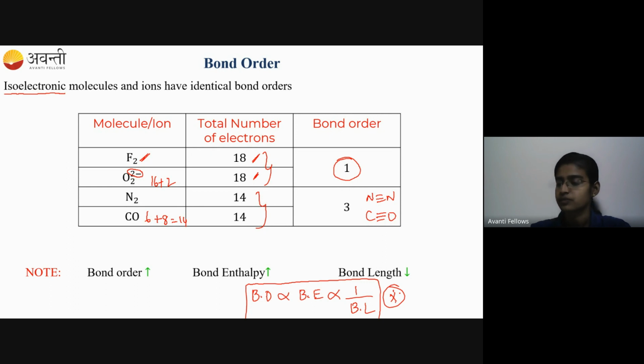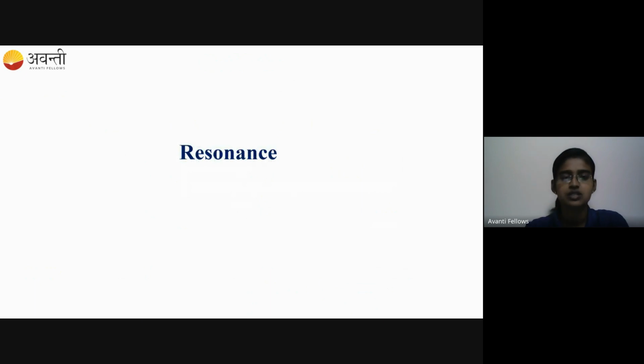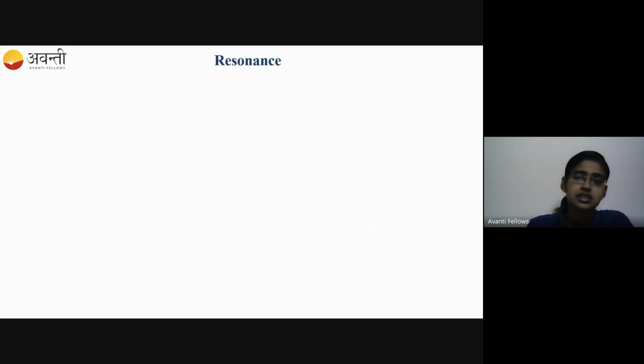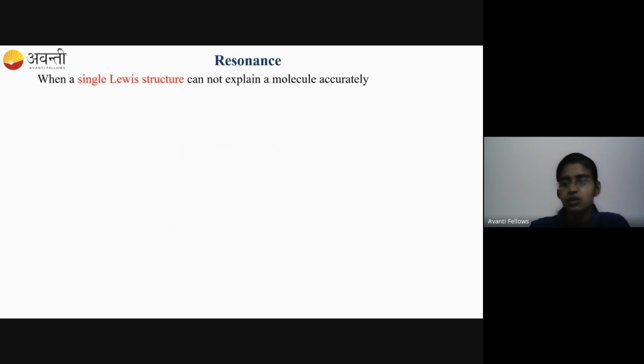Yes, good. Now we will go with the second topic, resonance. So what is resonance? While we were discussing the GOC lesson, I told you that the delocalization of pi electrons is called resonance. When a single Lewis structure cannot explain the molecule accurately, we use canonical and hybrid structures of the molecule. These canonical structures are otherwise called resonance structures.